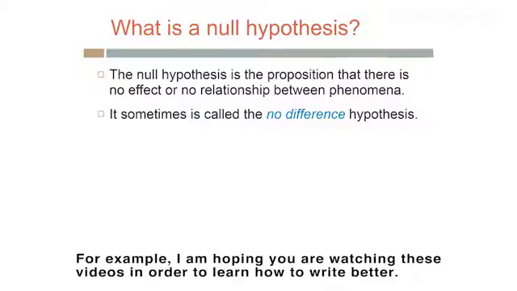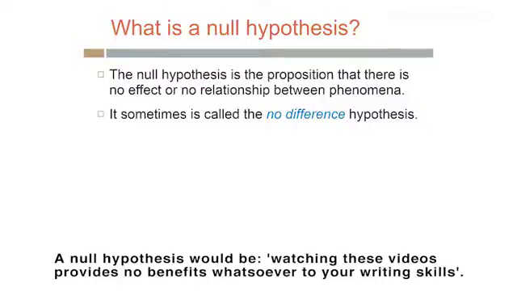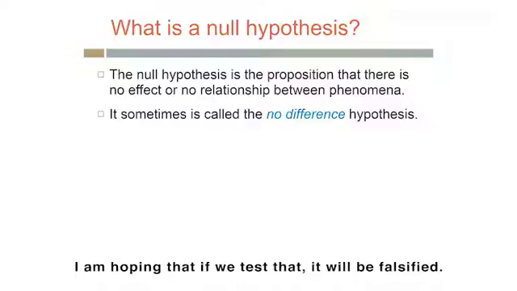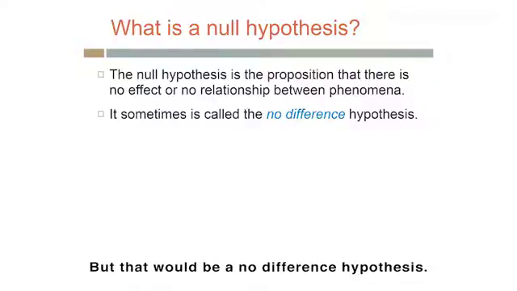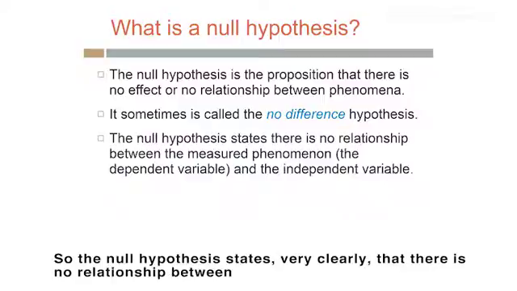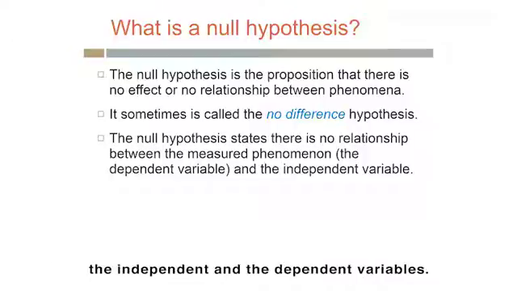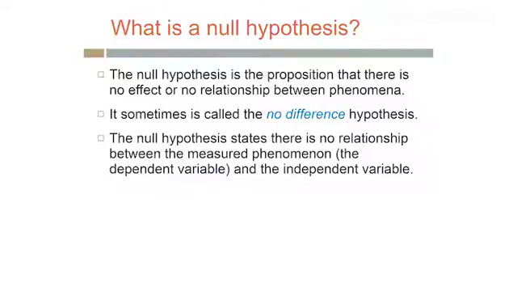So for example, I'm hoping you are watching these videos in order to learn how to write better. The null hypothesis would be: watching these videos provides no benefits whatsoever to your writing skill. I'm hoping that if we test that, it will be falsified. Okay, but that would be a no difference hypothesis. So the null hypothesis states very clearly that there's no relationship between the independent and the dependent variables.